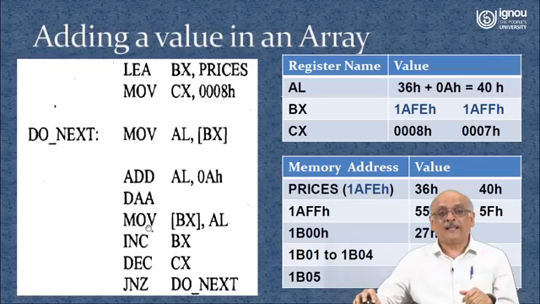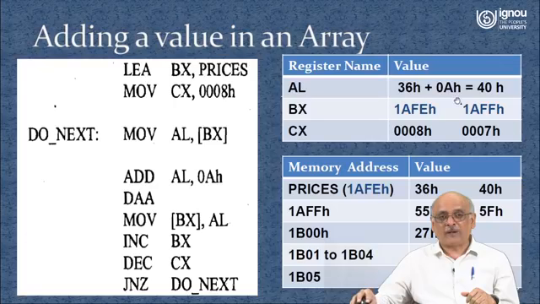Then move. Technically, that is why I am saying let it be 10H, the program will be even better, from the understanding point of view, because then it is perfectly BCD. Now, MOV [BX], AL. So what we are doing here is that BX is still pointing to 1AFEH, right? So BX is still pointing to it.